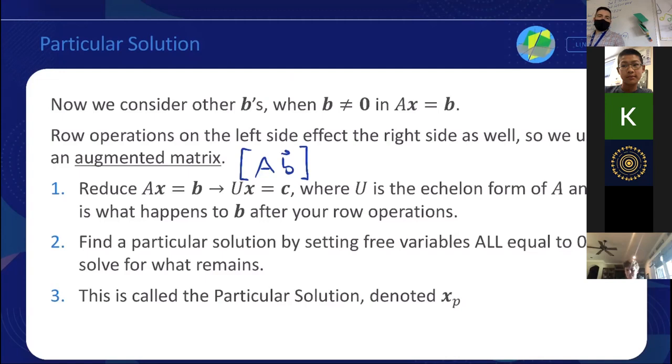We'll find what we call a particular solution. This means we're going to set, well, you could set the free variables equal to whatever you want, but I would set them all equal to 0. It's the easiest thing to choose, and just solve for the pivot variables.